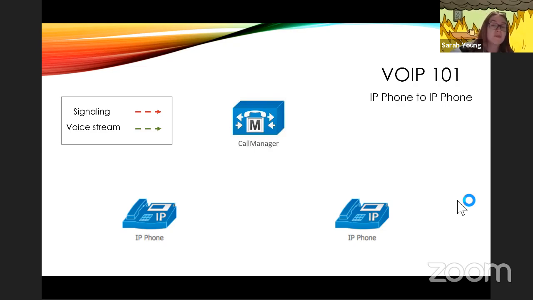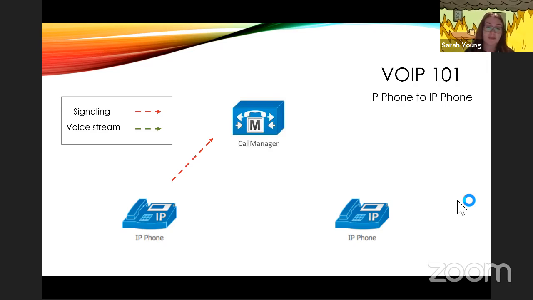When an IP phone wants to call another IP phone on the same system, this is what happens. IP phones are fairly dumb. They don't do very much themselves. They always have to talk to their call manager. I've called it a call manager, and that is the name of the Cisco product. Other brands have different names for them.